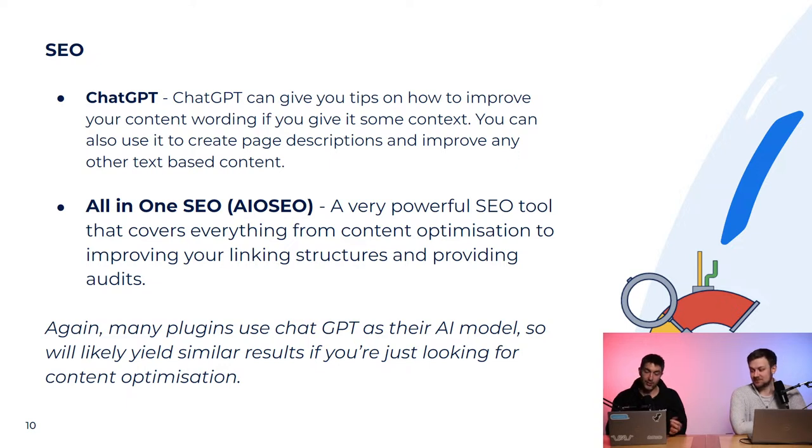So on SEO, there's All in One SEO. This is a really powerful tool, even without AI. All in One SEO basically covers everything from content optimization to improving your linking structures and providing audits. So it will tell you what's good, what's bad, all the rest of it. Very good.